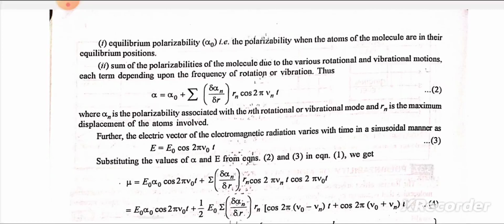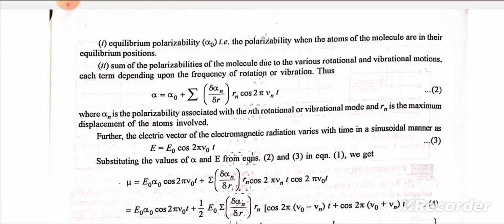Thus, alpha is equal to alpha naught plus summation of curly alpha n divided by curly r into Rn cos 2 pi mu n t, where alpha n is the polarizability associated with the nth rotational or vibrational mode and Rn is the maximum displacement of the atoms involved. Further, the electric vector of the electromagnetic radiation varies with time in a sinusoidal manner as E is equal to E naught cos 2 pi mu naught t.